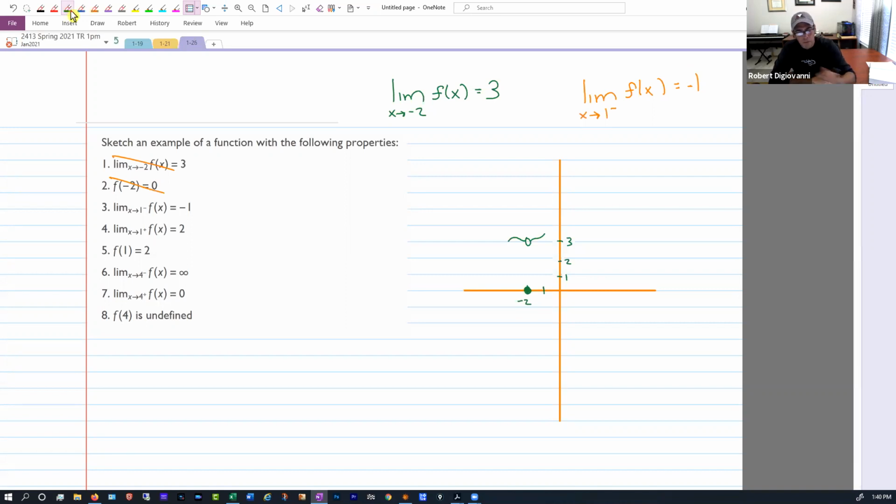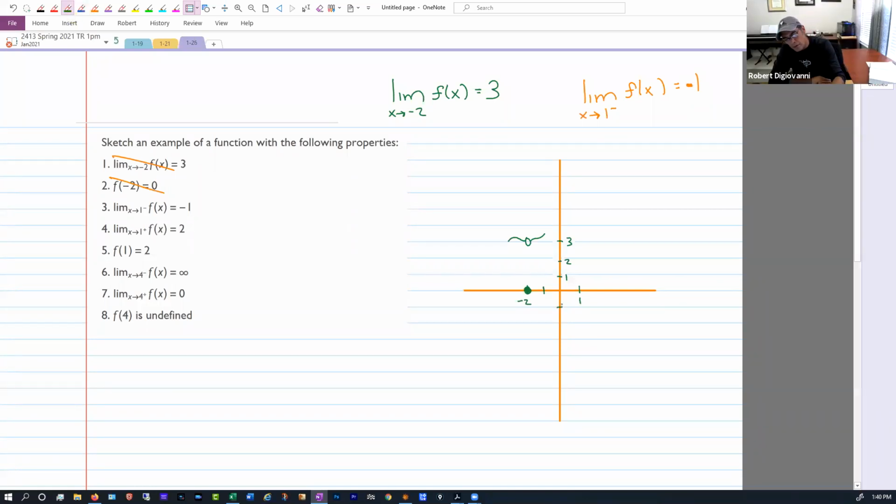Okay, so what x value are we approaching? 1. Are we approaching it from both sides, left and right? Just the left side. Okay, and when we approach from the left, where should our function be headed? -1. Okay.